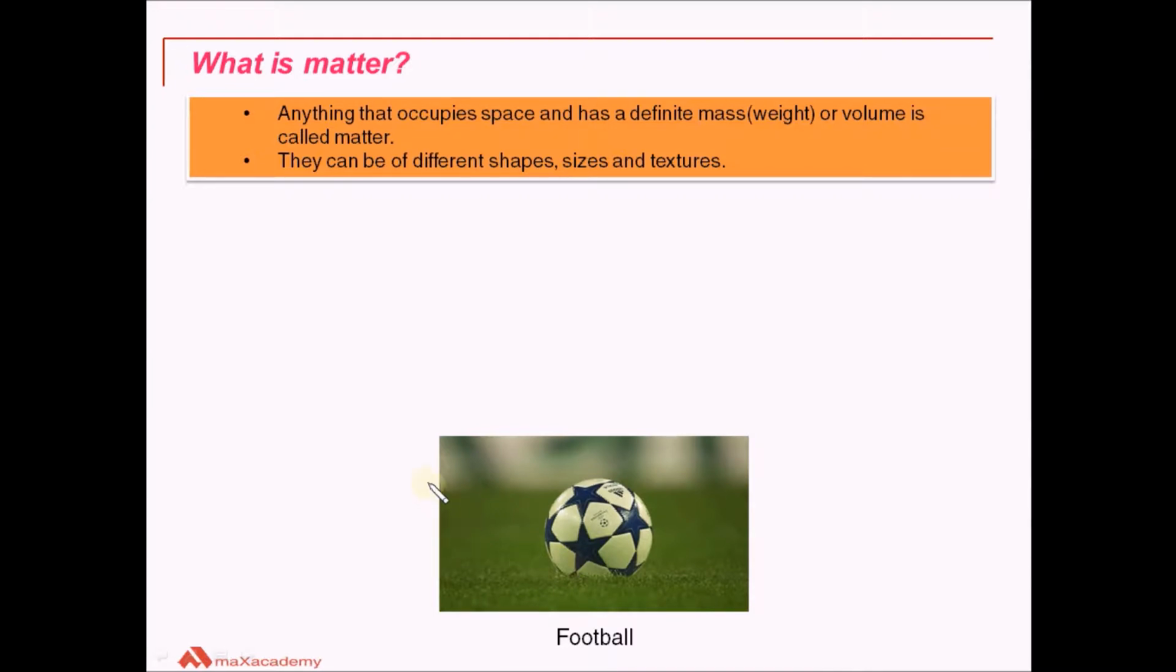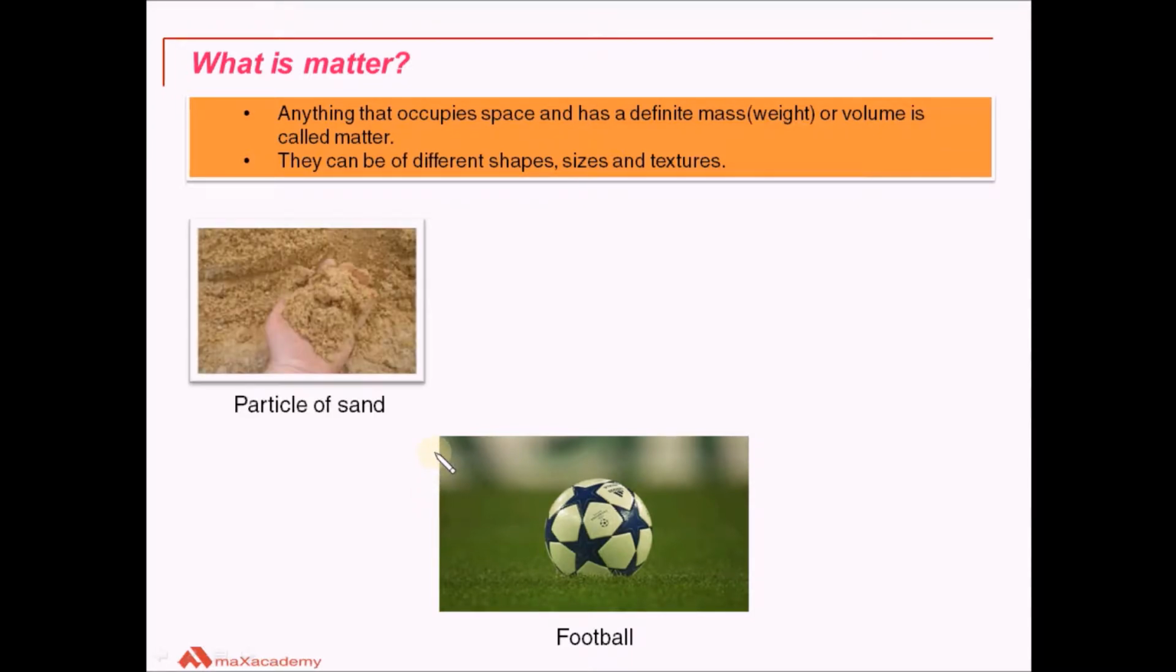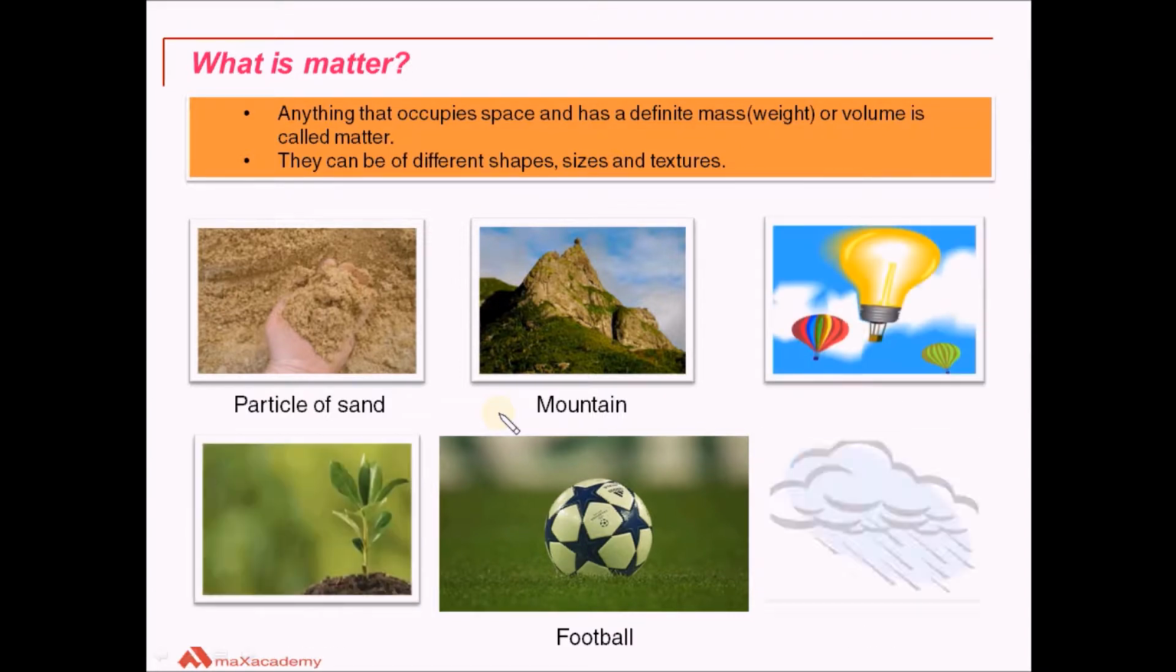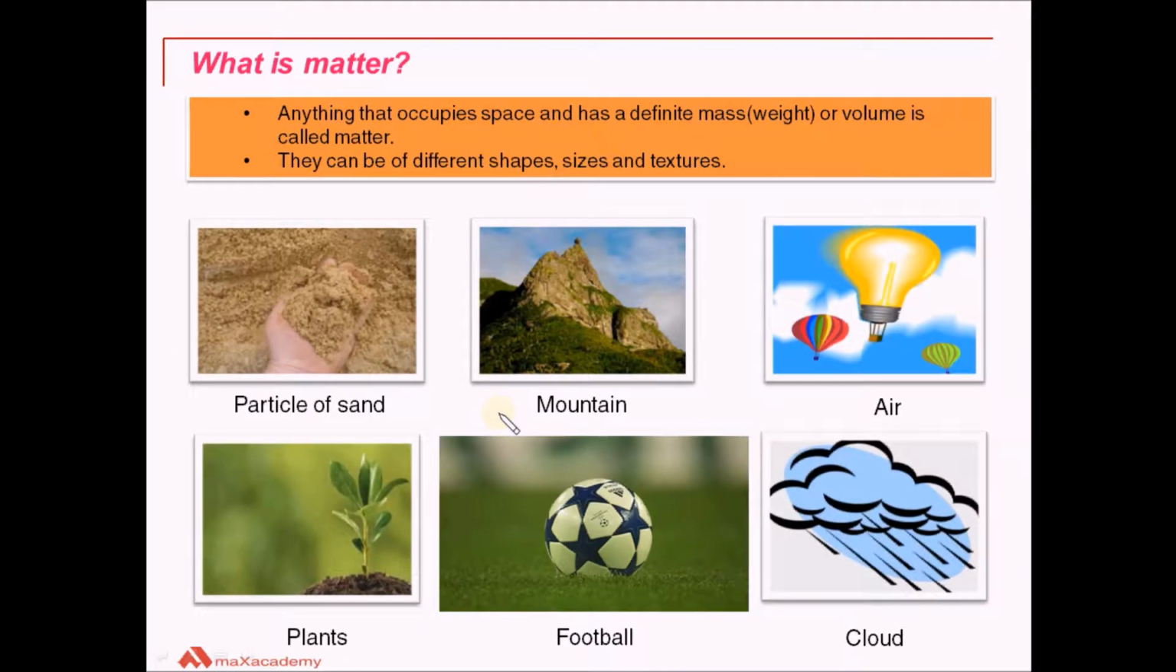Matter can be either a living or non-living thing, as small as a single particle of sand or as large as a huge mountain. Similarly, air, plants, clouds, stones, food, animals, human beings, and many other things that occupy some space and have a definite mass are known to be matter.